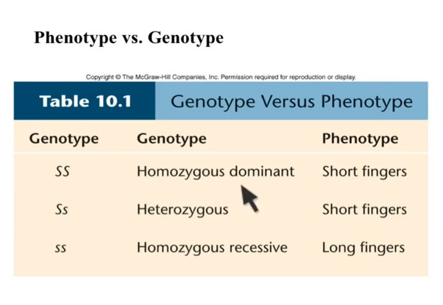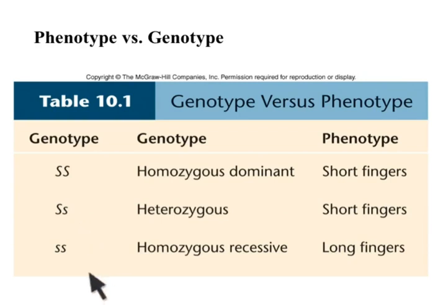If there is a dominant trait, then we would be seeing the dominant expressed as short fingers, and this is the phenotype. So the phenotype is the physical expression. If it is heterozygous genotypically, it still has short fingers because the dominant is expressed and the recessive is masked.